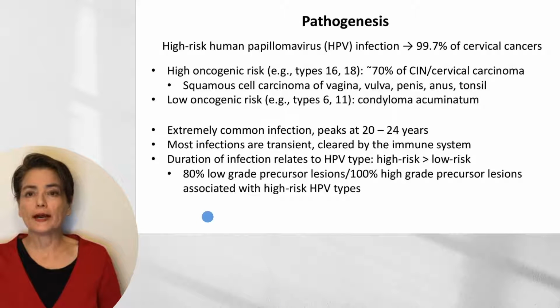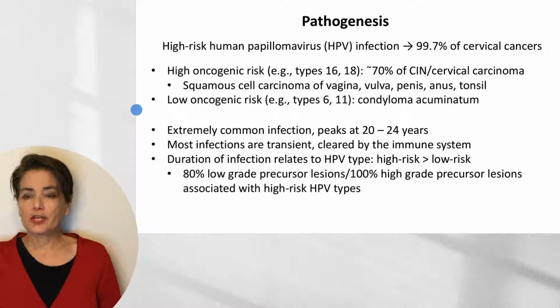Now, as you'll recall, we categorize HPV into two types, high oncogenic risk and low oncogenic risk. And there are multiple types of HPV. The ones we most commonly think about with high oncogenic risk will be type 16 and 18. And in fact, these are associated with about 70% of cervical intraepithelial neoplasia and cervical carcinoma. We can also see these HPV types associated with squamous cell carcinoma of other areas, and I've listed some of them here. By contrast, our low oncogenic risk HPV, for example, type 6 and 11, can be associated with non-malignant proliferation such as condyloma acuminatum.